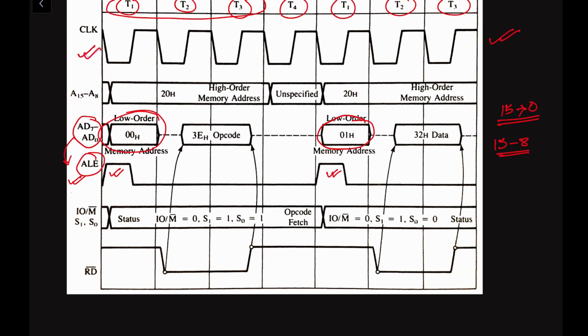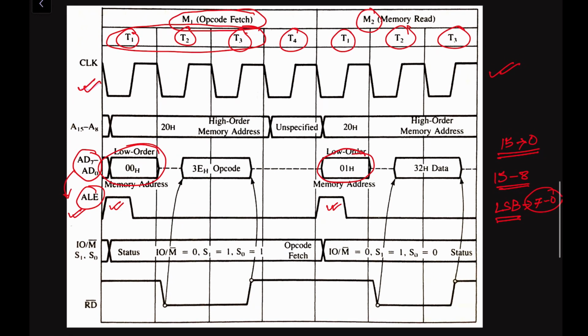And here you can see AD7 to AD0, that means the least significant bits, LSB 7 to 0. These least significant bits will be transferred to this multiplexed address or data bus. Here you have to see that during the opcode fetch operation, during the first clock cycle or the first T stage, both of these signals are high. Whenever ALE is high, this time shared address data bus will be working as an address bus.